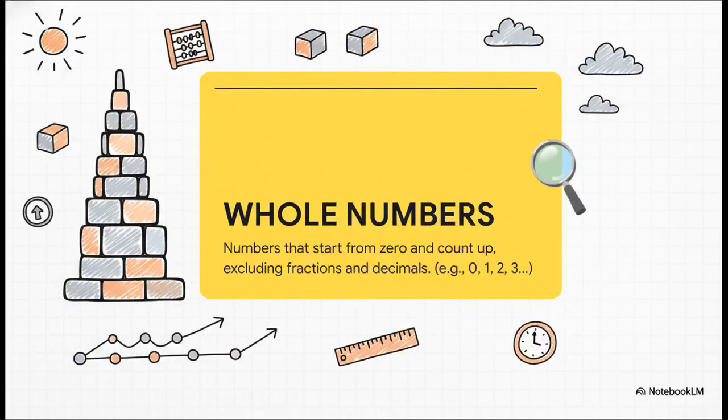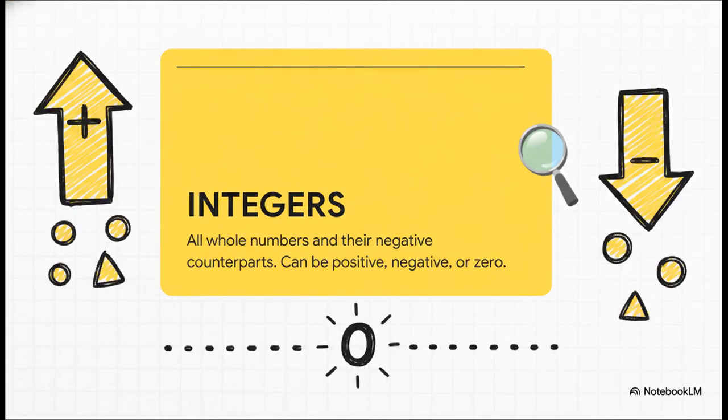So our first type of brick is the whole number. These are the simple, clean counting numbers we all learn as kids. 0, 1, 2, 3, and so on. Nice and easy. But what about things like debt or temperatures below freezing? Well, for that, we need to expand our toolkit to include integers. Integers are simply all the whole numbers plus their negative opposites. So you've got your positive numbers, your negative numbers, and good old zero sitting right there in the middle.